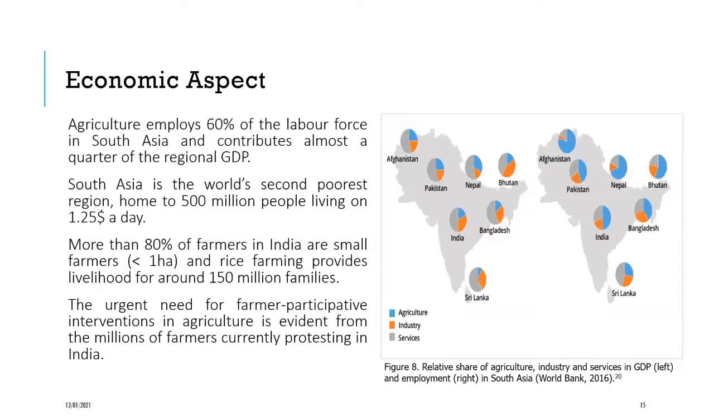And if we introduce sustainable practices in agriculture, that can lead to better lives for more than 500 million people who are living under the poverty line set by the UN. So there is an urgent need for such research, such interventions that take the participation of farmers into consideration when designing farming systems and designing cropping systems, also from an economic perspective.